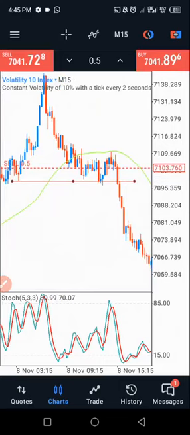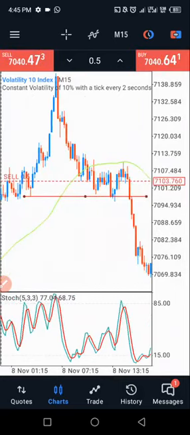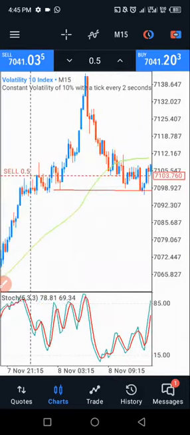Now the thing about trading is that you must be very knowledgeable about price action, about market structure, and about the different patterns in the market. You must have been trading for a while to be able to understand what the market is telling you.